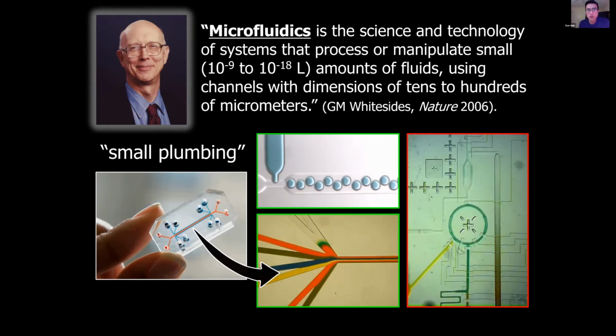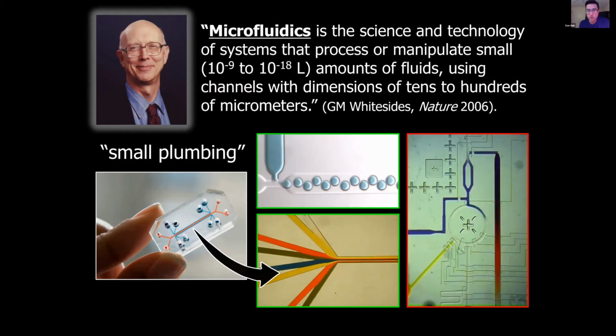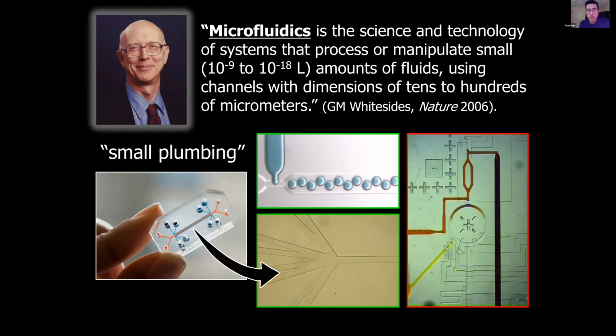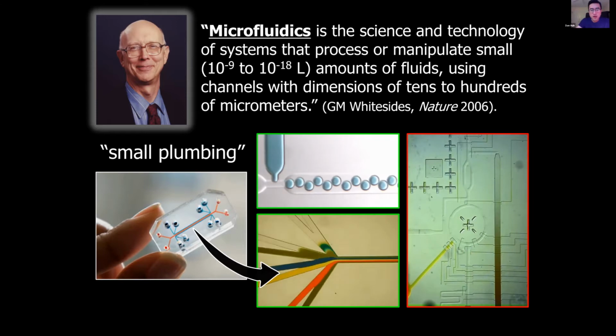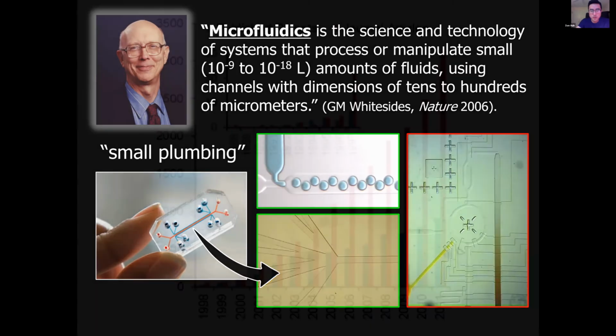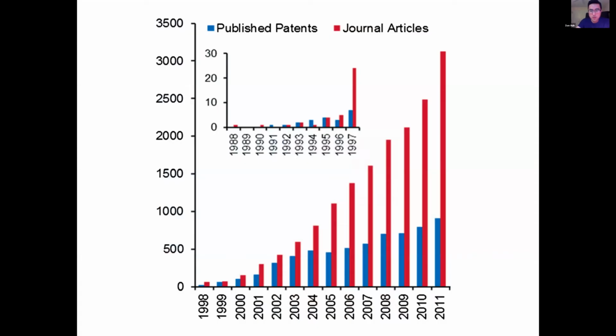According to his definition, which he gave in his Nature review published more than 10 years ago that talked about the present and future of microfluidics, he defines microfluidics as the science and technology of systems that process or manipulate very small amounts of fluids using channels with dimensions of tens to 100 micrometers. So that's basically what we just talked about. Again, there are so many interesting things we could talk about with regards to microfluidics, but to segue into the second part of my talk.